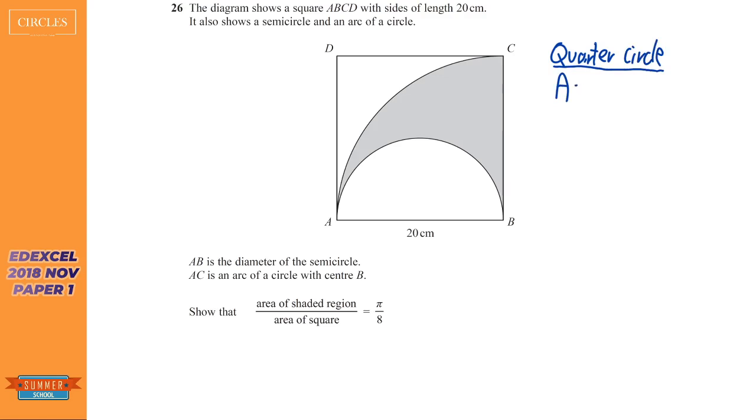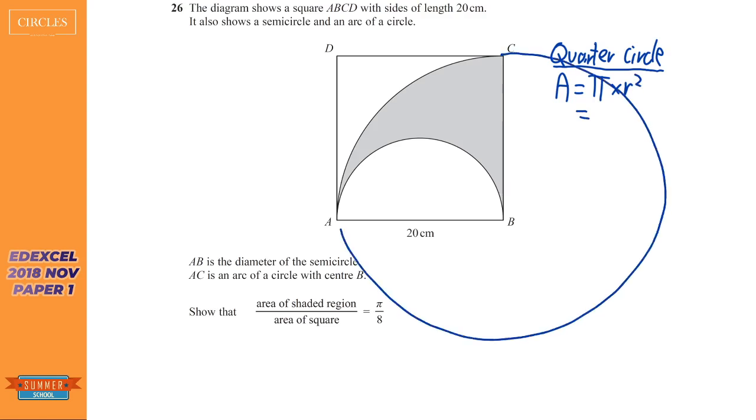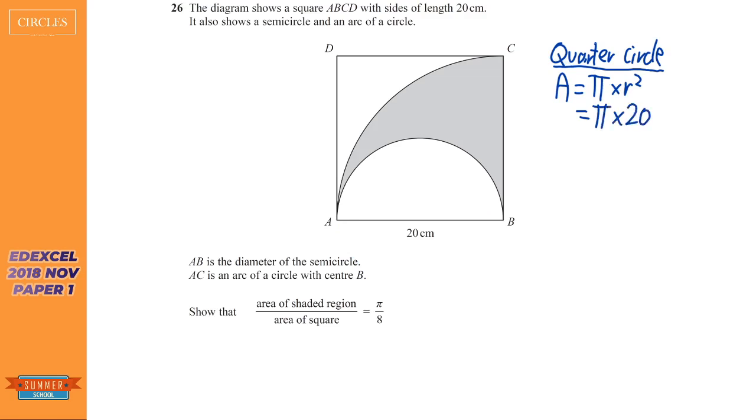So the area is pi r squared, or pi times r squared. So we've got to find out the radius of this. So the radius, if you imagine that circle was a full circle, badly drawn, then you can see here the 20 centimeters there is the radius. So it's going to be pi times 20 squared.